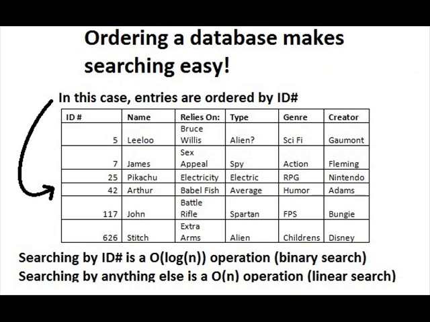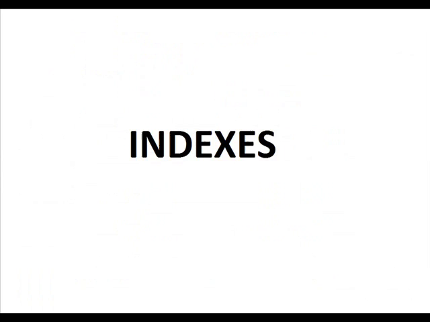On the other hand, searching for an element by, say, its name is an O(n) operation because the table isn't ordered by its name, meaning that you have to do an entire traversal of the table. Thus, it's easy to see why ordering a database makes it easier to search.